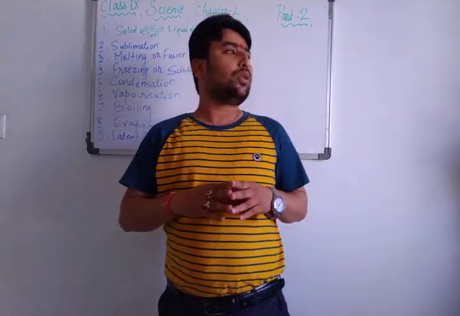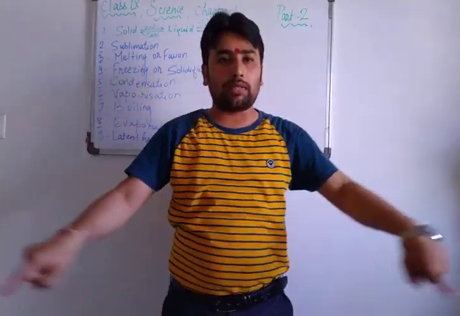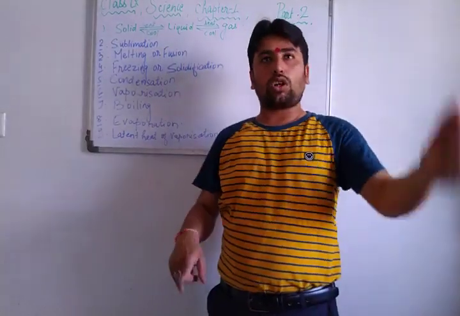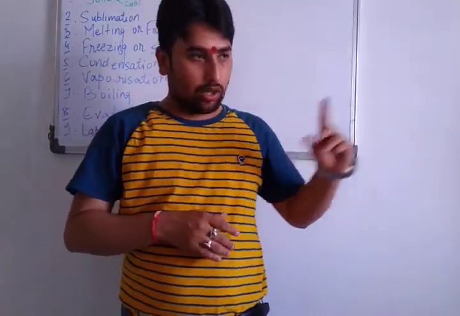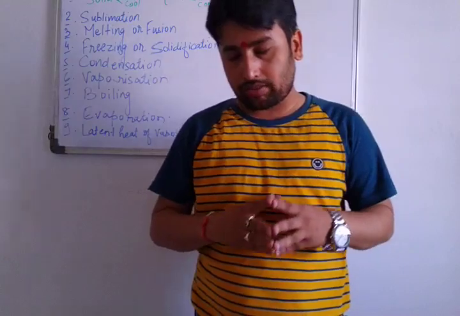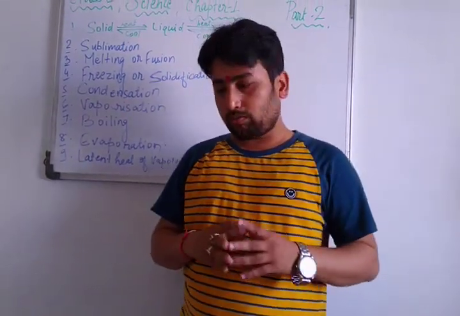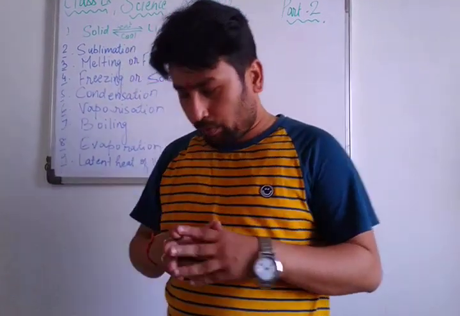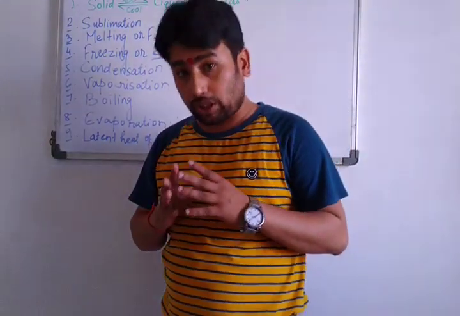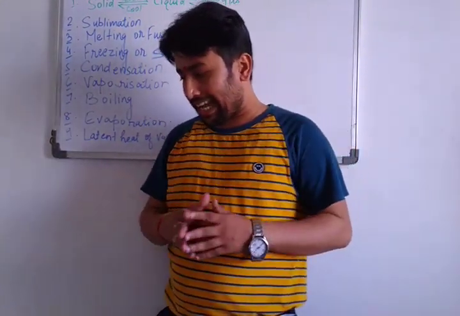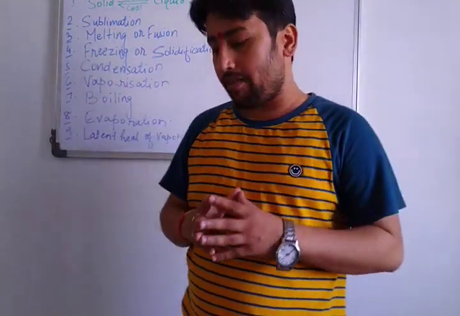First of all, you have to make one table. In that table, three parts: solid, liquid, gas. Now in the first point you have to write in the solid: solid has fixed shape, size and volume. In the liquid you have to write: liquid has fixed volume but not fixed shape and size. And gas has neither fixed shape nor fixed volume.